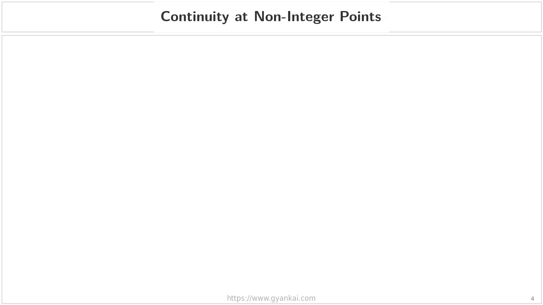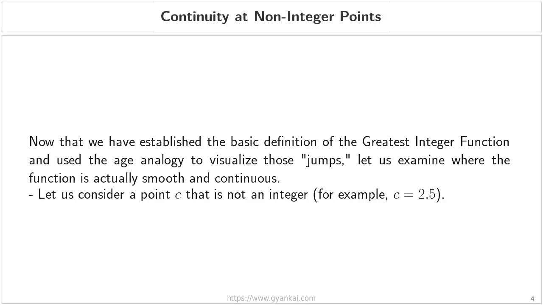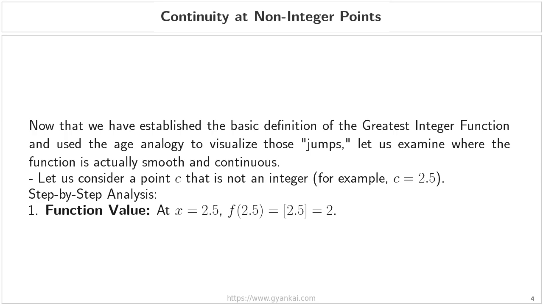Continuity at non-integer points. Now that we have established the basic definition of the greatest integer function and used the age analogy to visualize those jumps, let us examine where the function is actually smooth and continuous. Let us consider a point, which we will call C, that is not an integer. For our example, let's use 2.5. To determine if the function is continuous here, we will perform a step-by-step analysis. First, let's find the function value. When x equals 2.5, the greatest integer function of 2.5 is 2, because 2 is the largest integer that is less than or equal to 2.5.